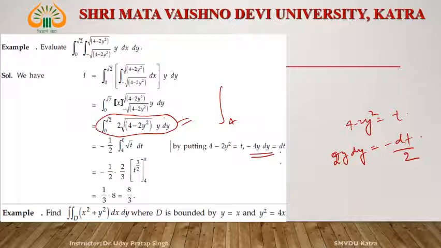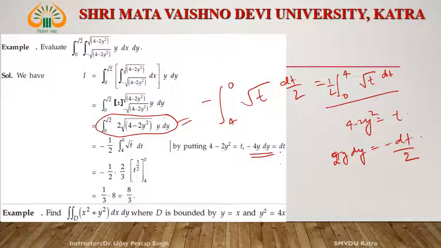Then 2 into 2, then 4 minus 4 is equal to 0. Upper limit is 0, right? What is 2y dy? 2y dy is equal to minus dt by 2. What is this square root? This square root is t. Then this becomes integral from 0 to 4 of root t dt by 2. So evaluate this integral.